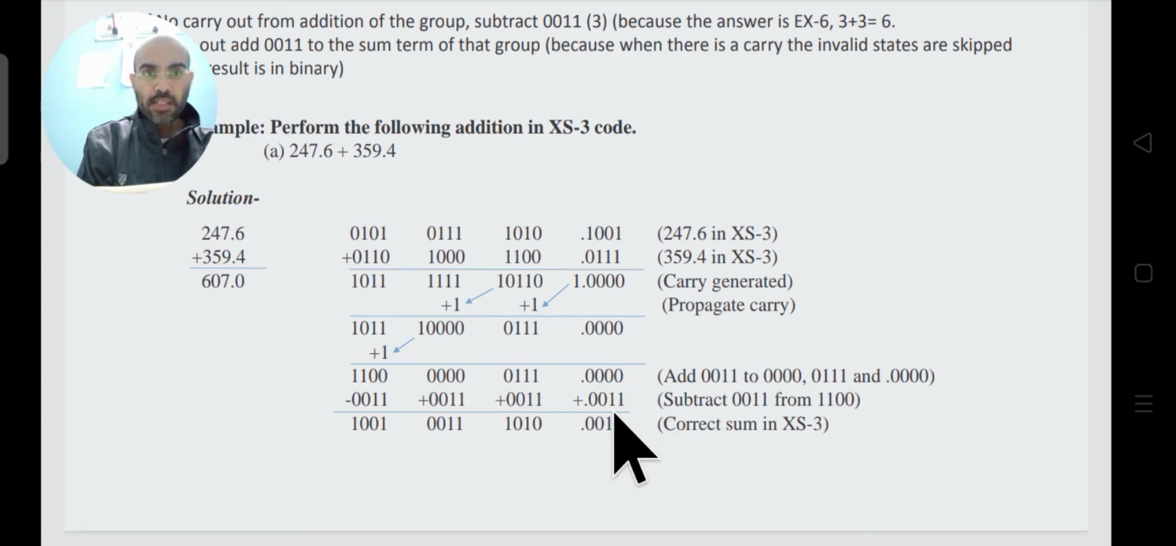So you see, again one is left out here. So one I should write here. So this will be 0011. So this is again your 0. So the correct answer is 607.0. Okay, so one is missed here. Please note it down. So this is 1 here. From this step you have to add them up. So this is how you have to perform the addition in excess 3 code.